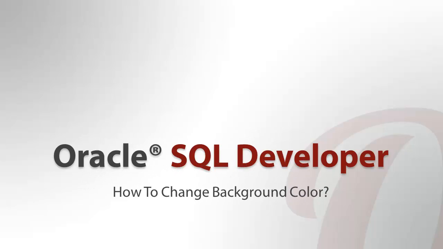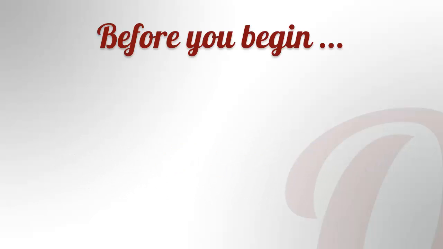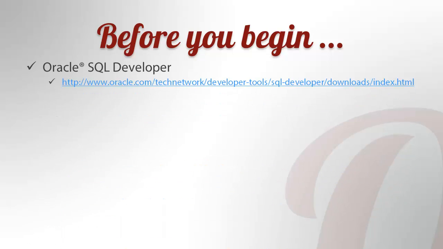In this video we are going to take a look at Oracle SQL Developer and how we can change the background color. Before we begin, you will need the following three things installed on your computer. Oracle SQL Developer, obviously. If you do not have SQL Developer installed, you can get it and install it from the link shown here. You will also need a compress and extract tool.